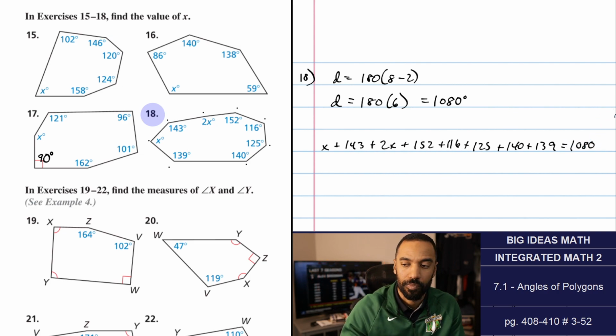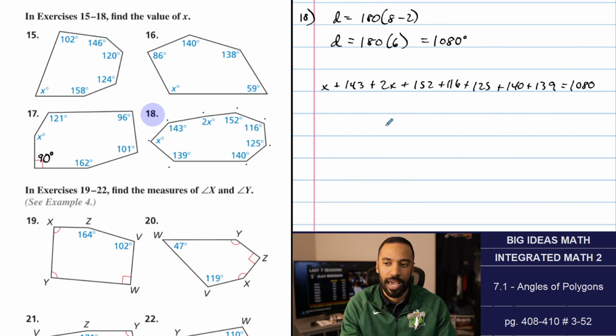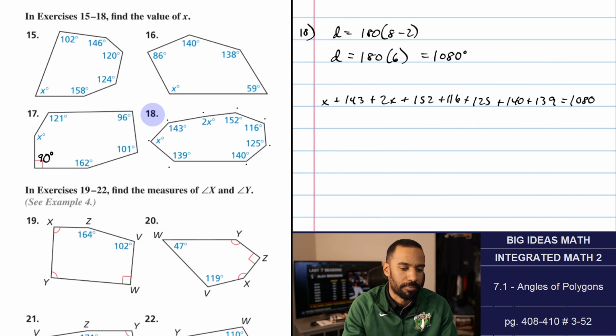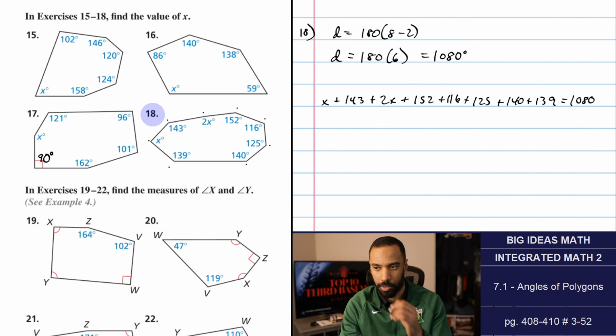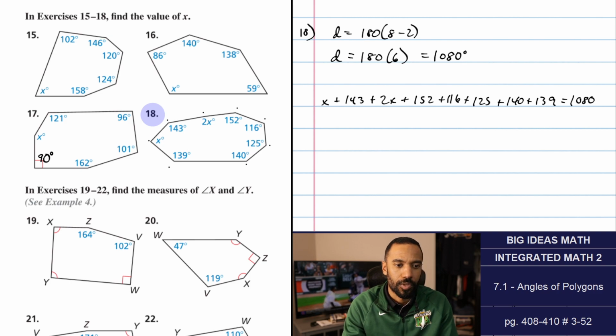No. And yeah, I guess use the calculator. I'm going to use the calculator this time. I can't afford messing up for that. But is there a faster way to do it? No, there's not. This is what you do for the problem. So 143 plus 152. Depends on the problem, though. These are all different values. 116 plus 125 plus 140 plus 139.